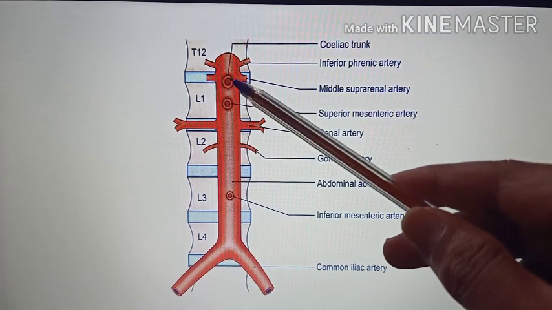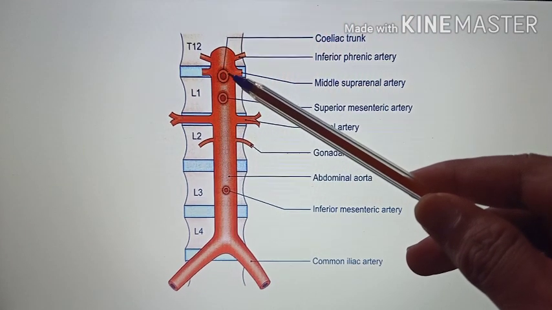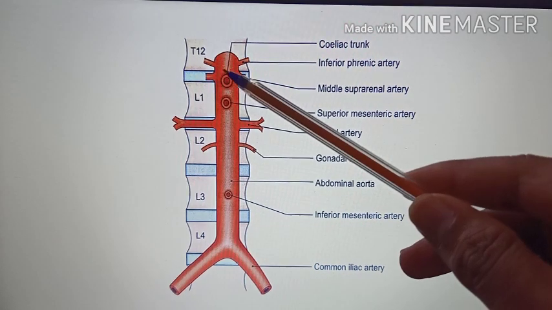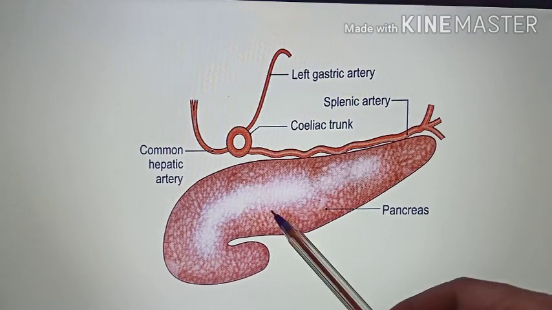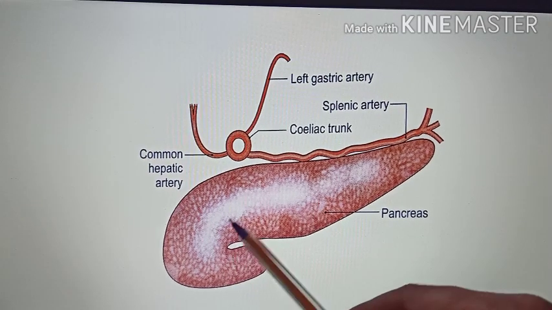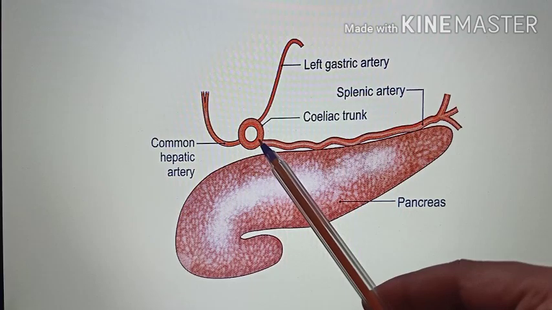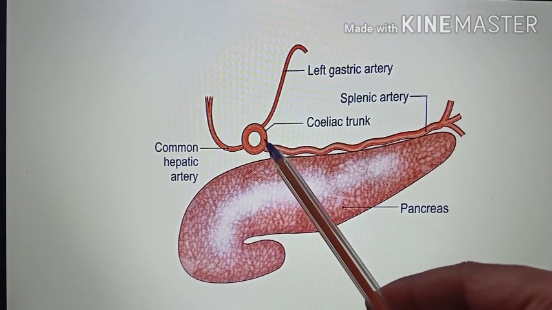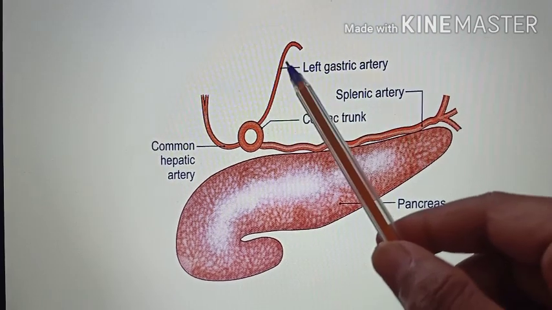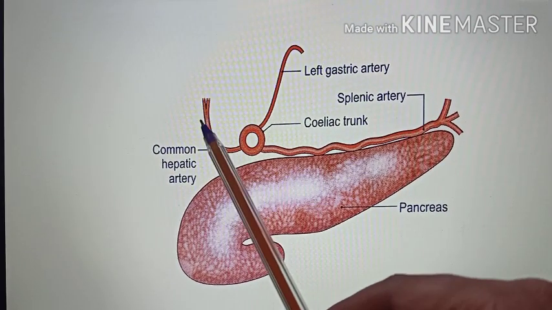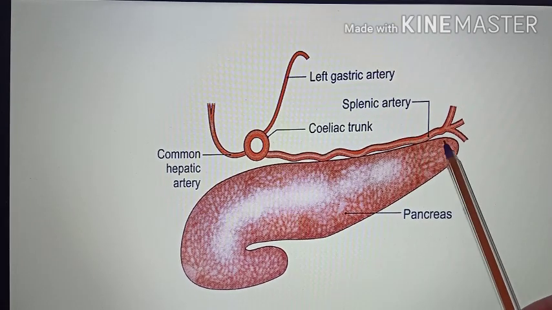So this celiac trunk, which is the artery of the foregut, arises opposite to the lower border of T12 vertebra. So in this picture you can see this is the pancreas. Here the celiac trunk is giving rise to three arteries, that is three branches. So one is the left gastric artery, second is the common hepatic artery and third is the splenic artery.